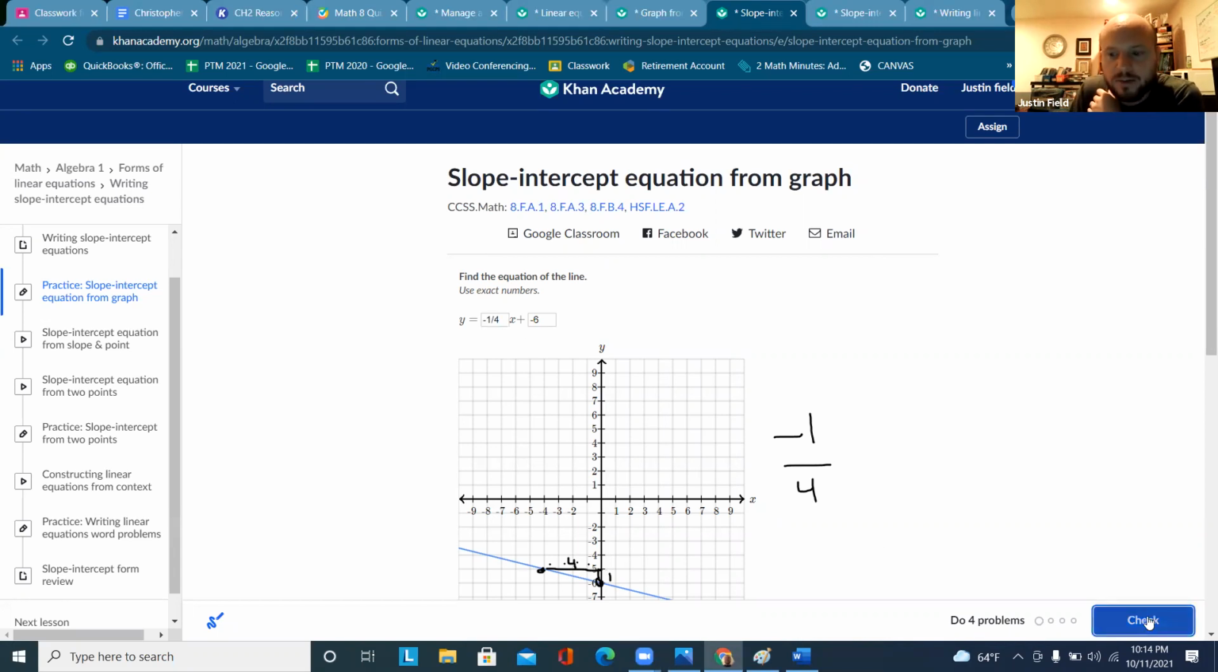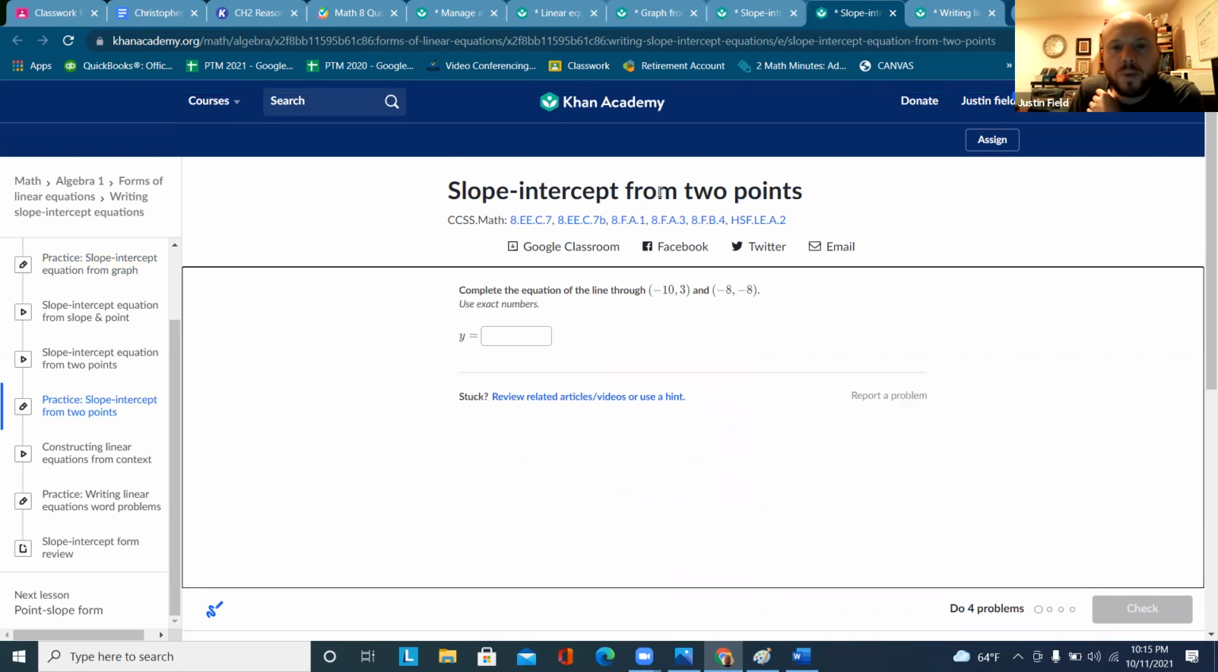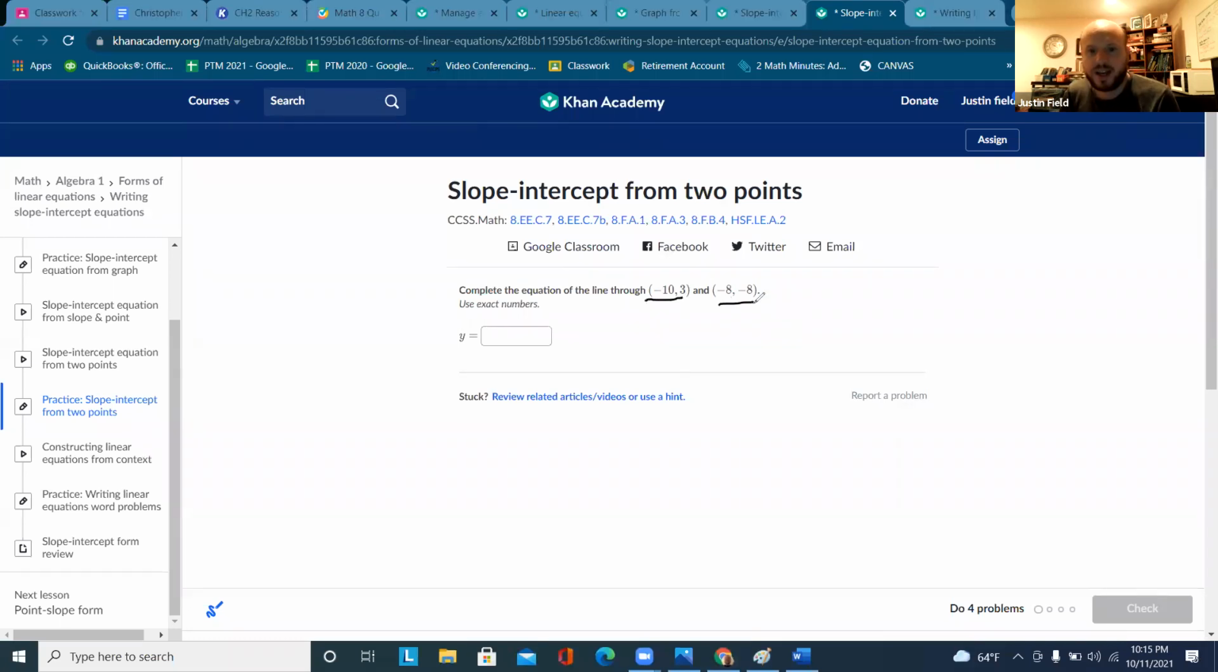All right, check it out. It's good. Okay, slope intercept from two points. Very important little process here. You will be given two points, and now you need to come up with the equation.